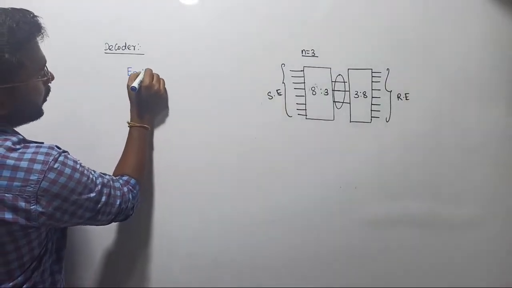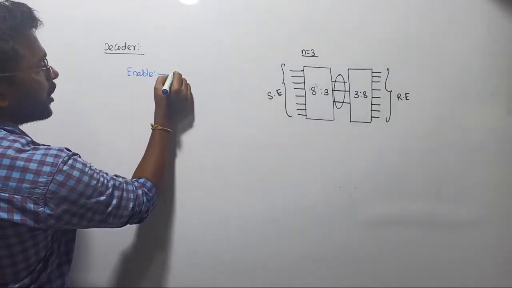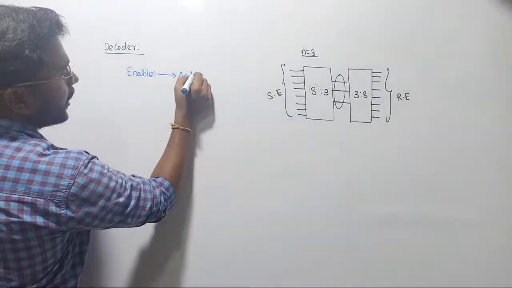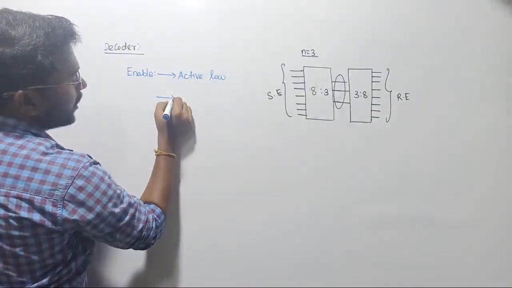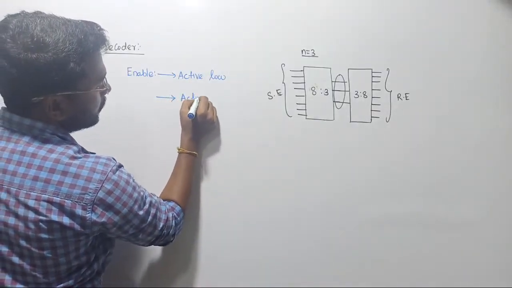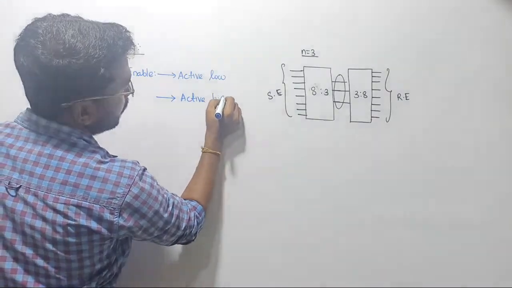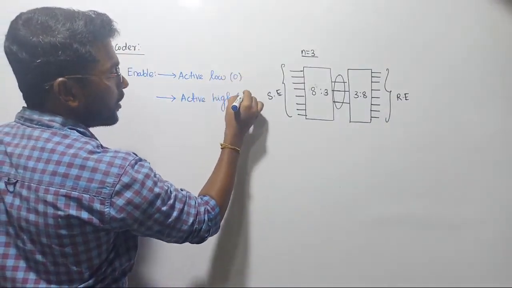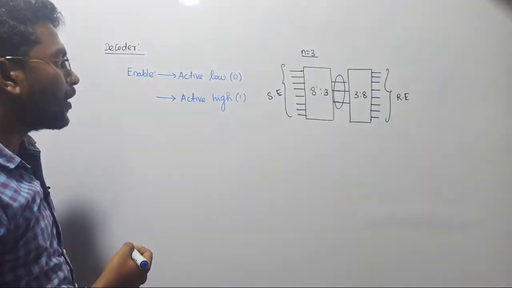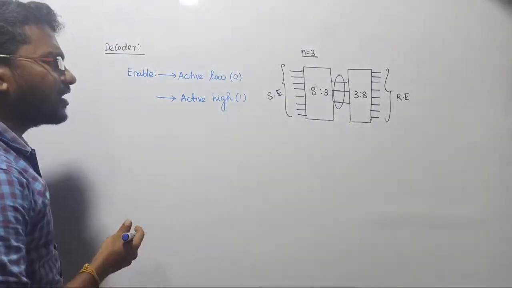So there are two types of enable pin. One is active low and another one is active high, right? So one type of pin is called active low pin and another type of pin is called active high pin, right? So we are going to consider two types of pins here. See, what do you mean by active low pin and what do you mean by active high pin? First of all, we have to discuss these two, right? And it's quite interesting too.